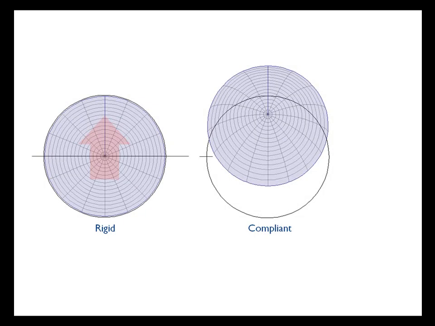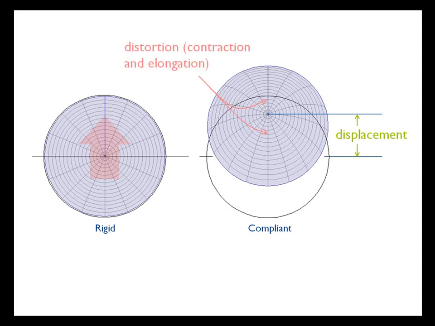The most obvious way to characterize surface motion is to ask, how far does the center of the circular area displace? But another, more subtle mode is the distortion, the compression of the leading edge and elongation of the trailing edge. These two modes turn out to be attenuated in slightly different ways.